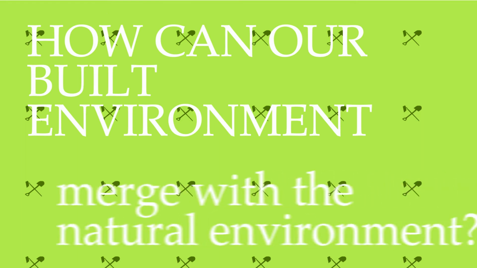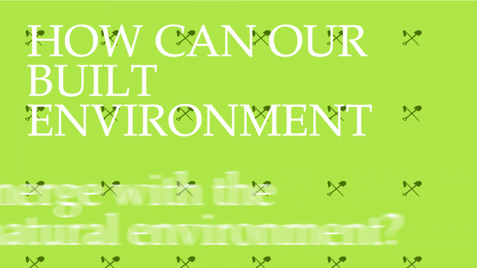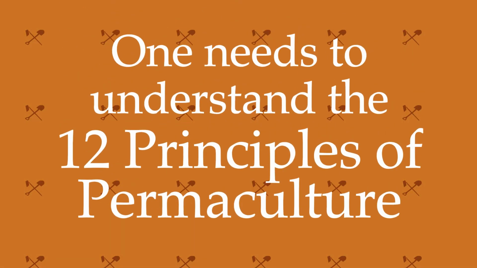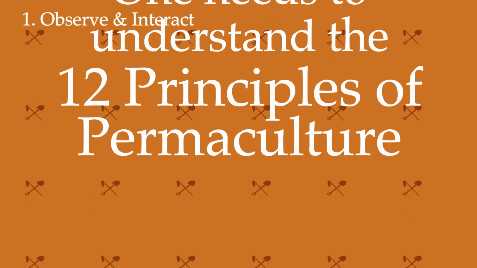The theory behind permaculture looks at how our built environment that supports us can be harmoniously merged with the natural environment, while becoming self-sustaining at the same time. While many of these systems can operate by themselves, it requires a good understanding of permaculture principles and theory before being able to create these systems. There are 12 permaculture principles.